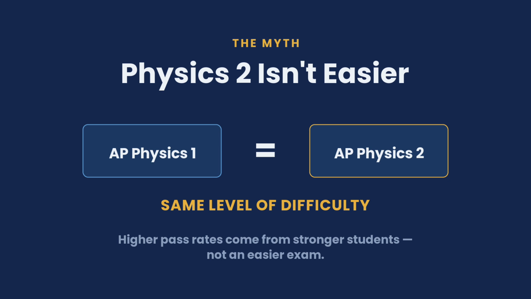Some people have wrongly concluded that AP Physics 2 is easier. AP Physics 2 isn't any easier. It's the same level of difficulty as AP Physics 1. Students that do well in AP Physics 1 may go on to AP Physics 2, which means the students that do the best are the ones going on to AP Physics 2.